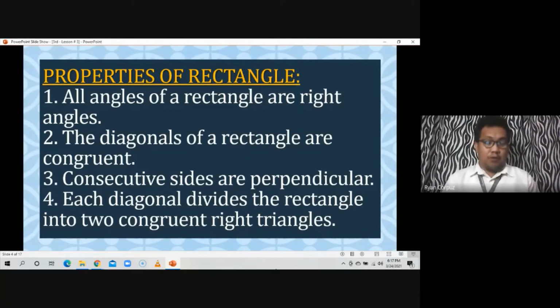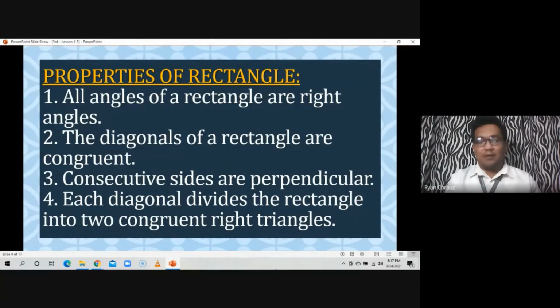Very true, it's because a rectangle has 4 right angles. So, yung dalawang magkasunod na side, they are perpendicular to form ng 90-degree angle. And number 4, each diagonal divides the rectangle into 2 congruent right triangles. So when you draw a diagonal of a rectangle, it divides the rectangle into 2 congruent right triangles.